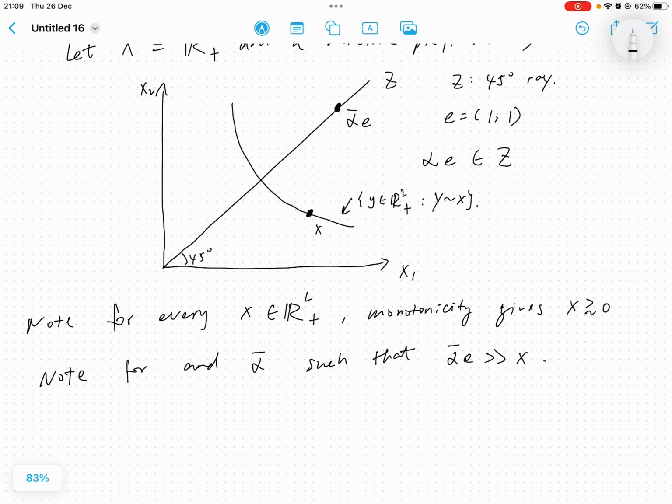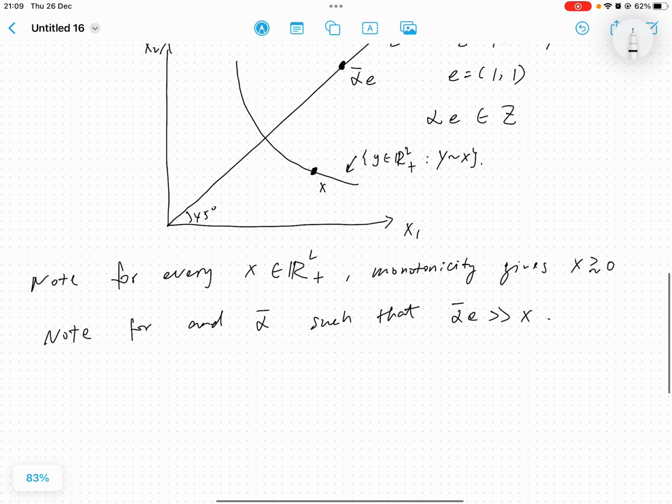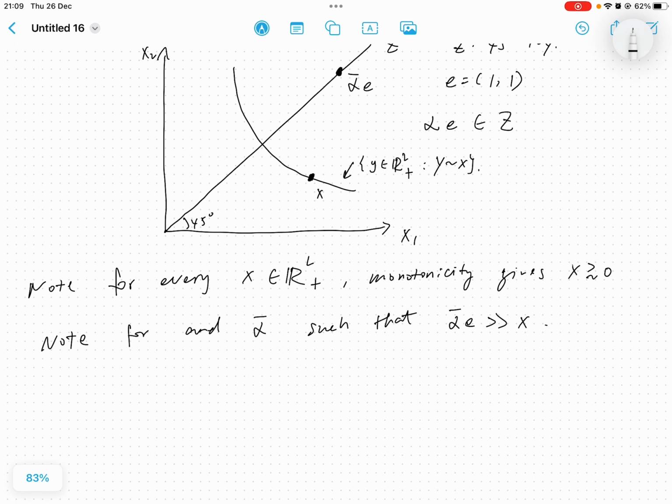So the monotonicity again and the continuity, those two properties together can be shown to imply that there is a unique value alpha, or alpha x, such that this alpha times e is indifferent to x itself.